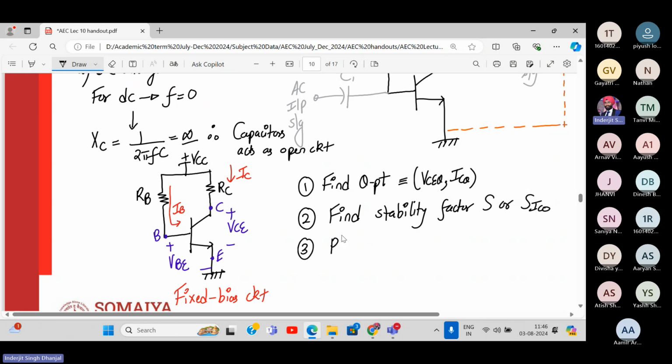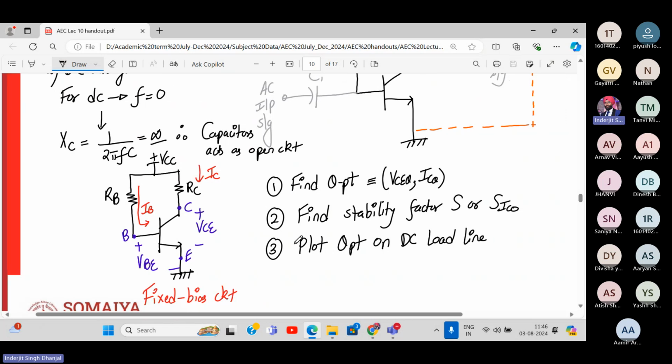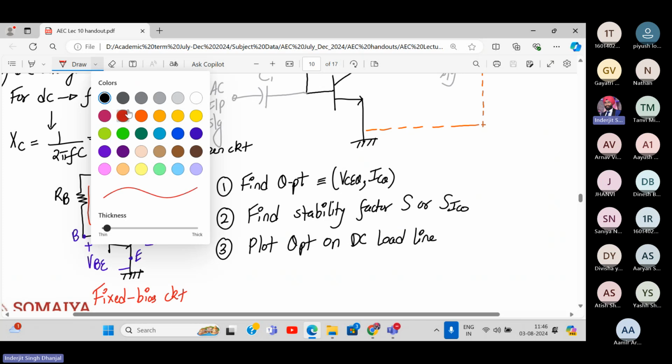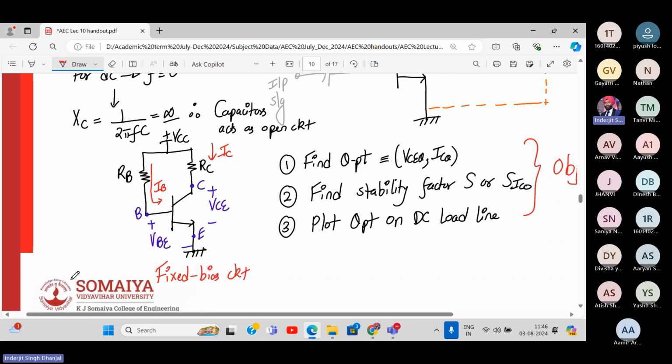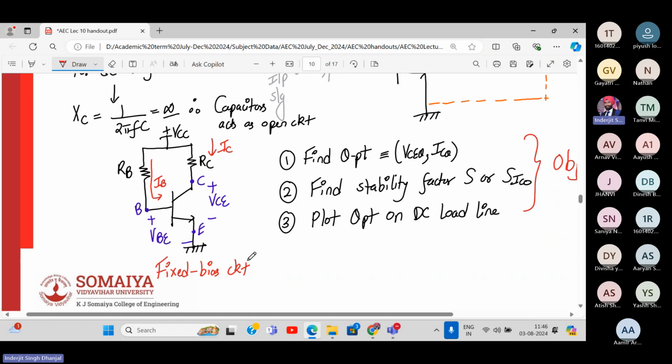Third, plot Q point on DC load line. We need to plot Q point on the DC load line. So these are my three main objectives for a fixed bias circuit, which is shown over here. Okay. Can I begin with the analysis, everyone?